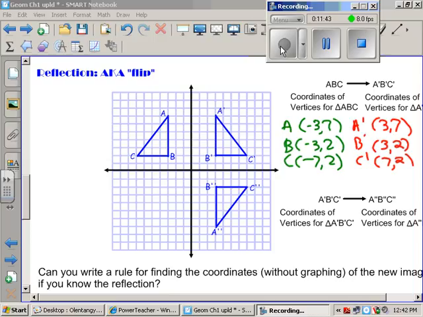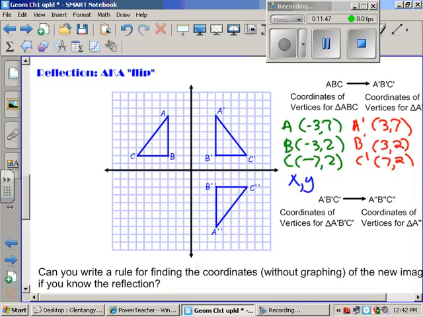So I would write (x, y) is transformed by, and how would I write that? Anybody have an idea? How do I show that you multiply the, right, negative 1 times x. And the y stays the same. Okay? And doesn't that kind of make sense? Look at the picture.